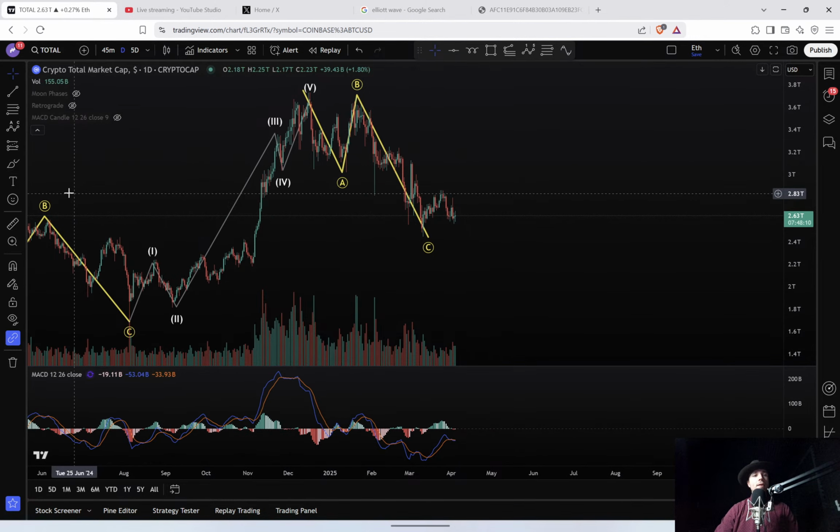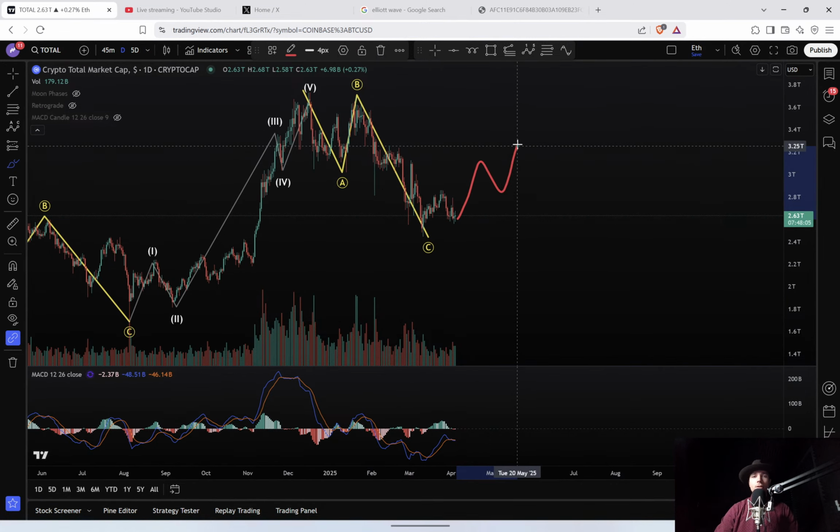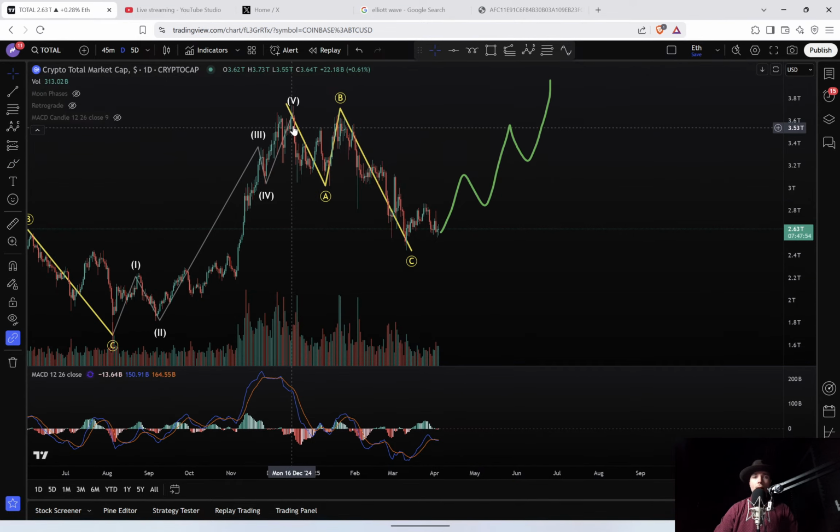So I do believe, based on the Elliott wave count here for the total crypto market cap, that we will start to reverse up off of these lows and start to see a nice bullish Elliott wave impulse. We can see it based on our Elliott waves.